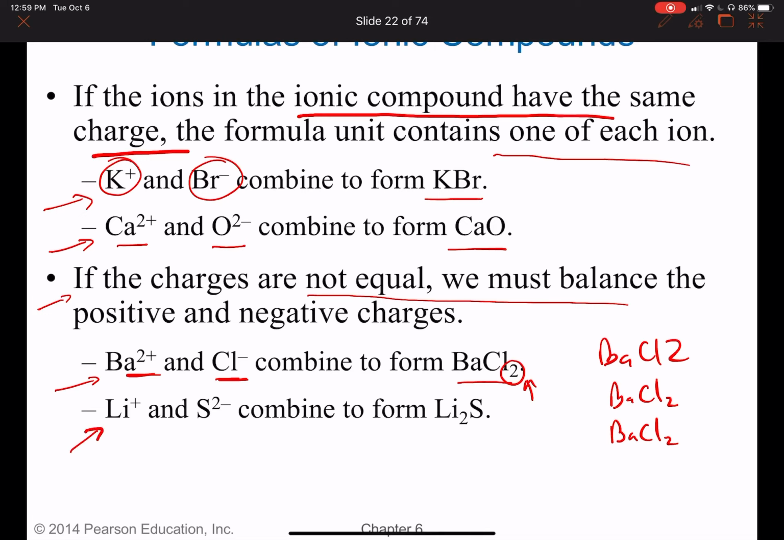Next example, lithium and sulfur. The sulfur as an ion, sulfide, is 2-. Since the lithium is only +1, we're going to require 2 lithium ions in order to create a neutral compound, lithium sulfide.